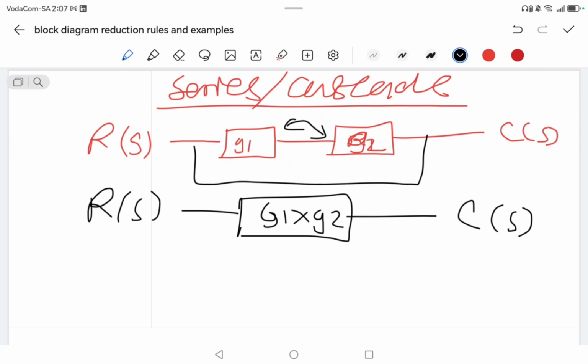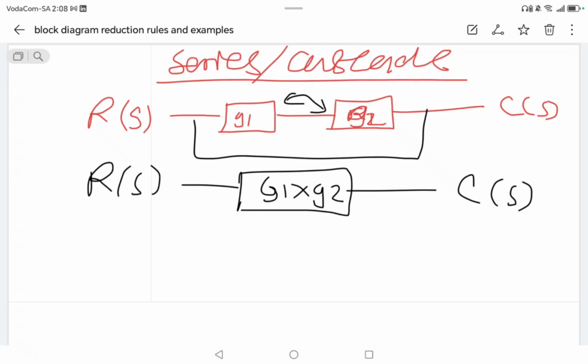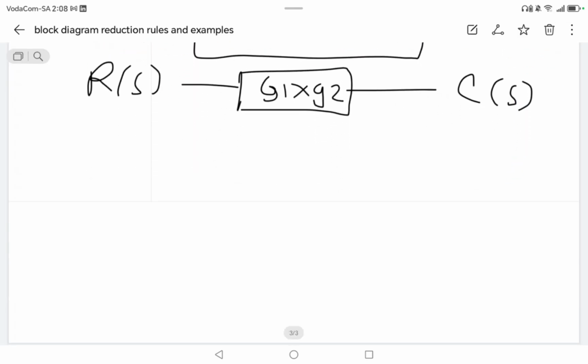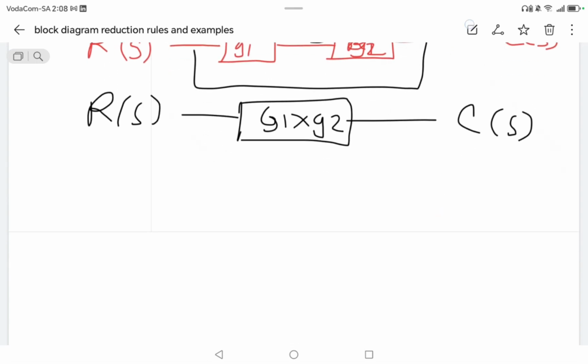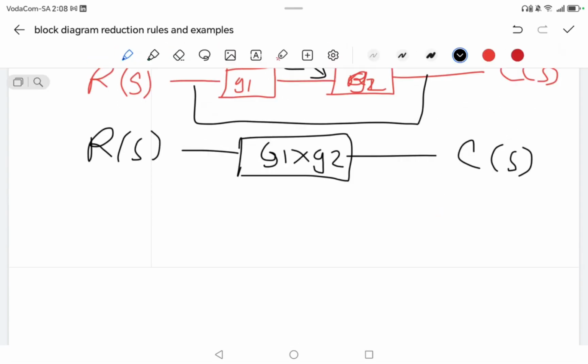Now, can we then prove it? Because sometimes we engineering students love proving stuff. So let us prove it and see.